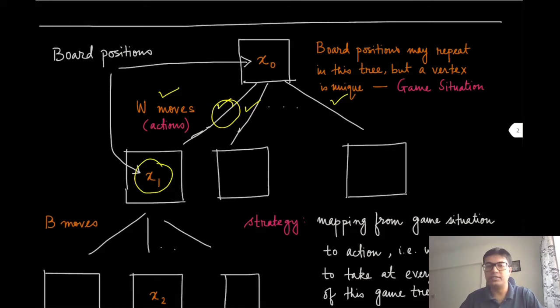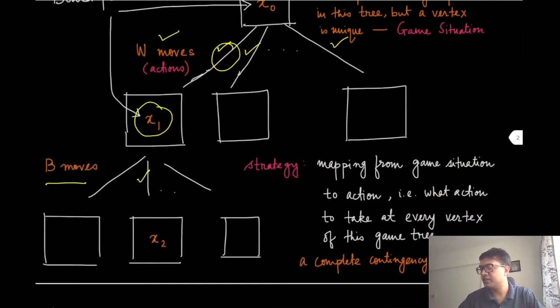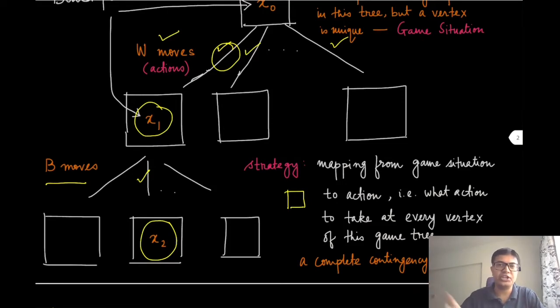Similarly, after that, suppose player B makes this move, then it will go to the next board position, which is, let's say, x2. And as we said, there could be some other places. For instance, x2 might also appear somewhere else in this game tree in a different way, through a different sequence of actions.